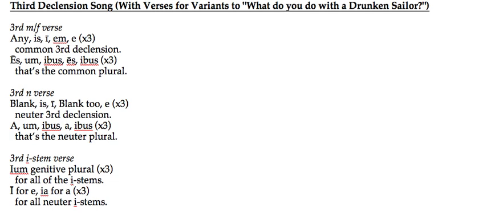Now, neuter. Blank is E blank to A, blank is E blank to A, neuter third declension. Ah, it was ah, it was ah, that's the neuter plural.